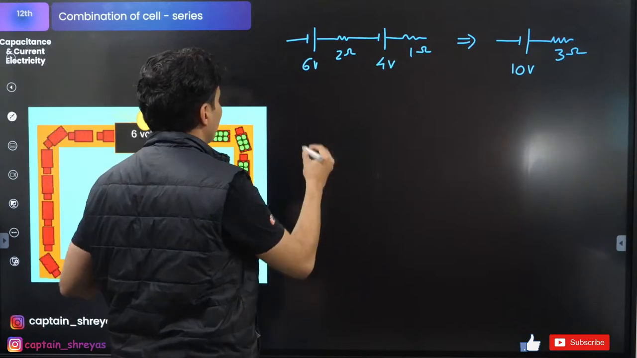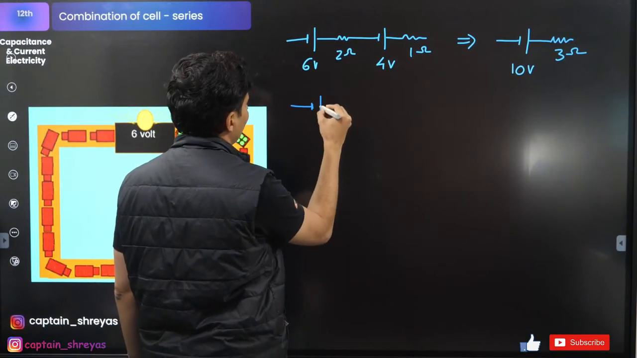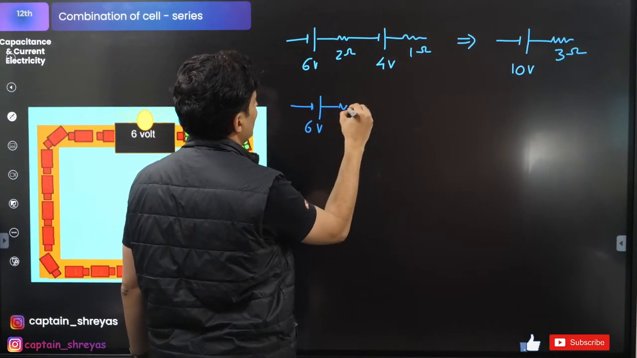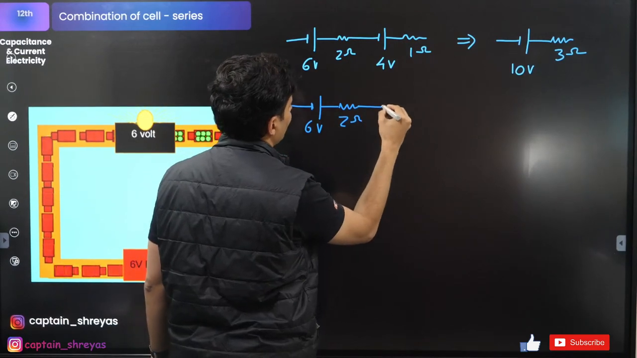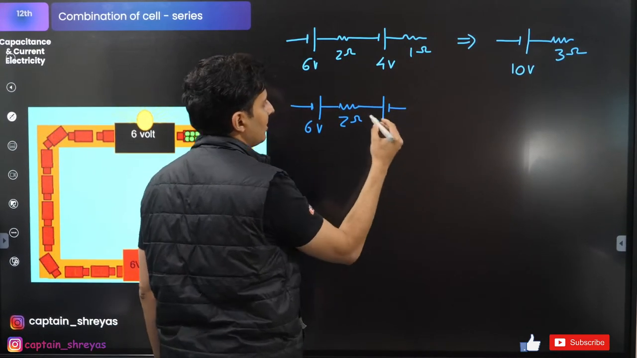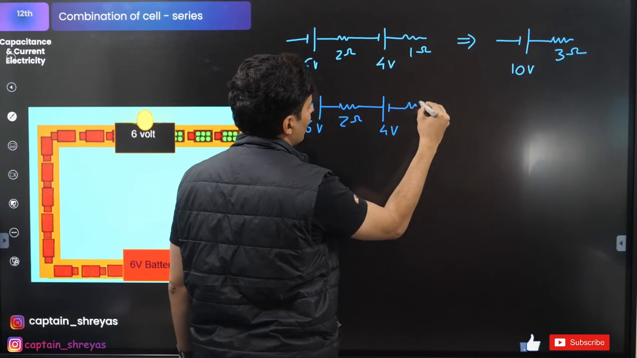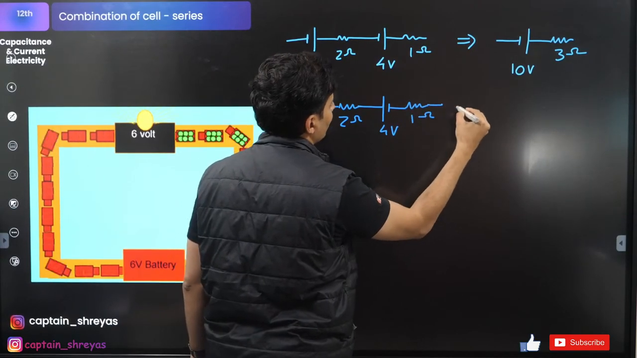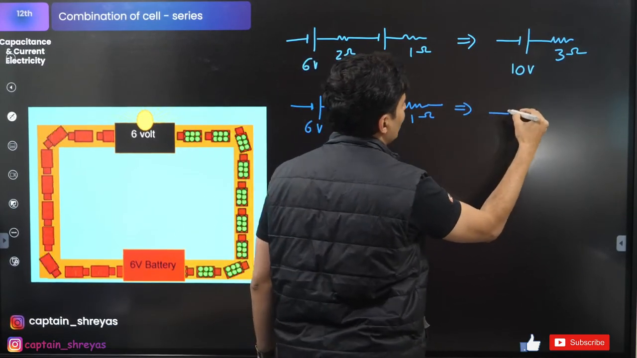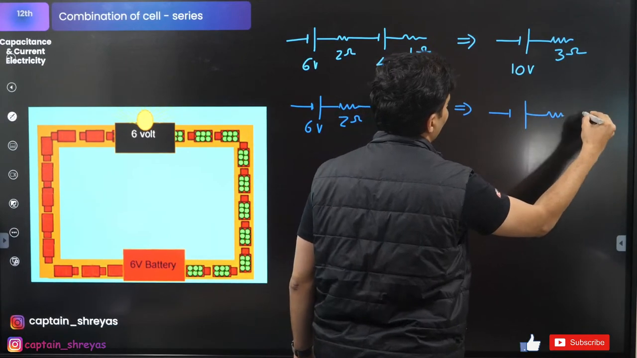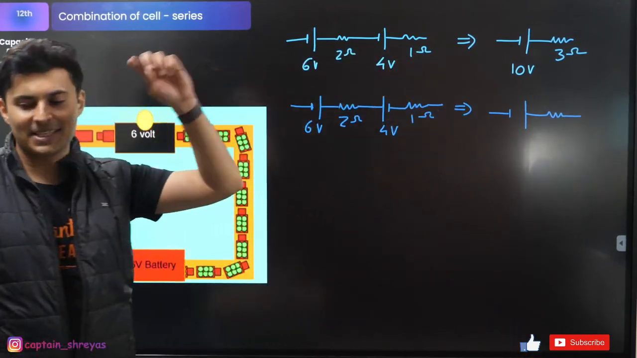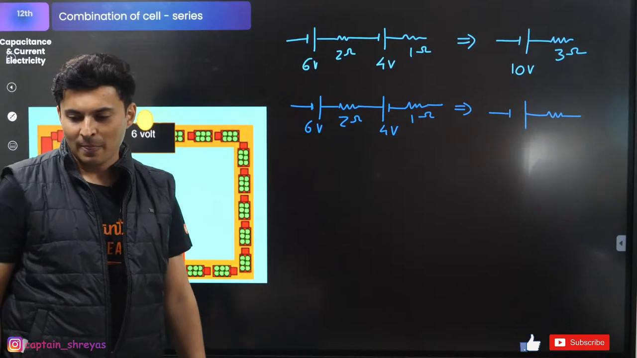Another simple example. Imagine you have this same 6 volt battery, 2 ohm resistance, but now it is opposite to the 4 volt battery with 1 ohm resistance. Then when you convert it into a single battery and single resistance, what will be the EMF and resistance? Come on, put it up in the chat box.